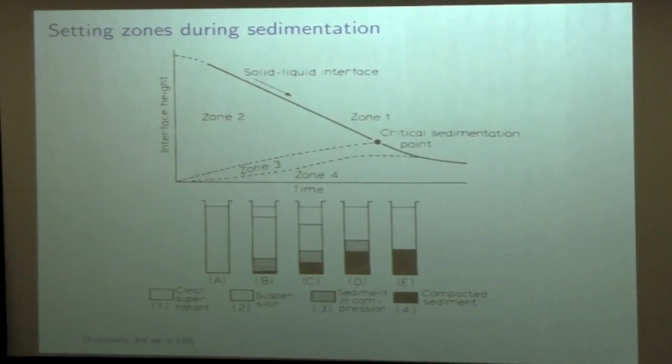And what we're plotting over here with time, of interest, is the transition between layer 3 and 4. So the transition between that clear supernatant and the suspension. And that's what's being shown over there as the solid-liquid interface that comes down at a uniform rate in time. So when we're doing these laboratory tests, what we're tracking is that interface height with time, and that's giving us an estimate of the sedimentation velocity, V.